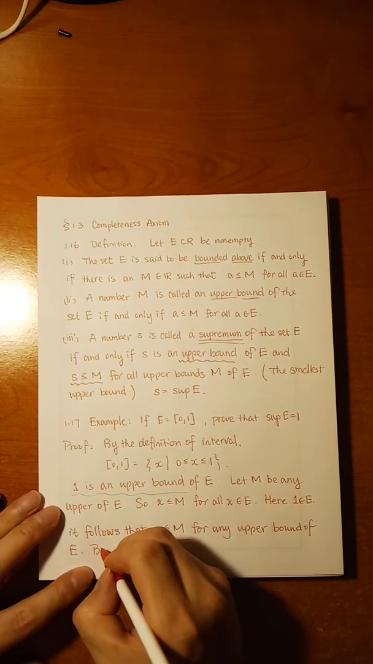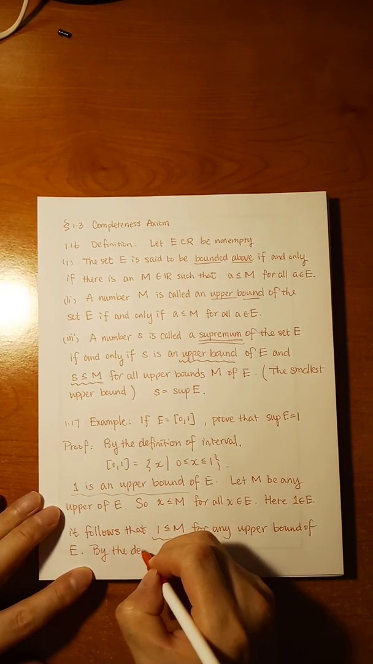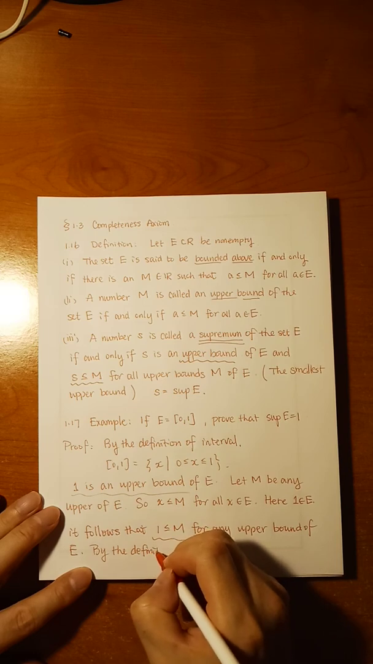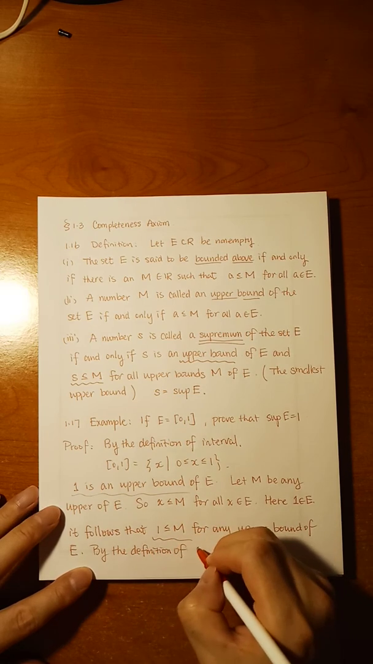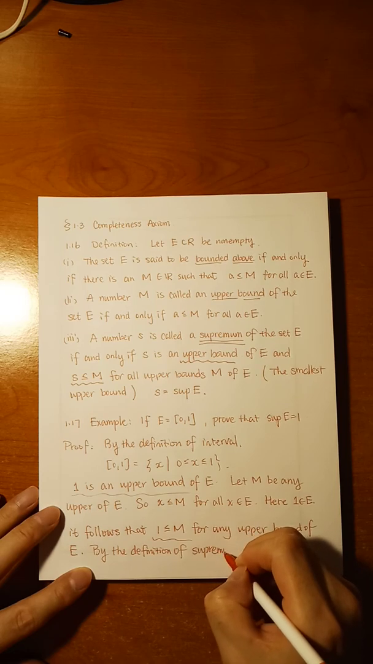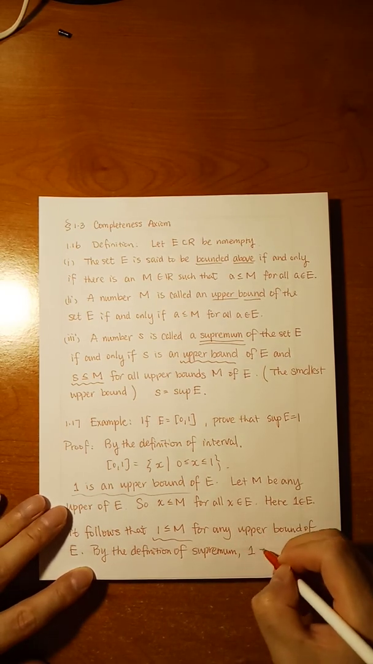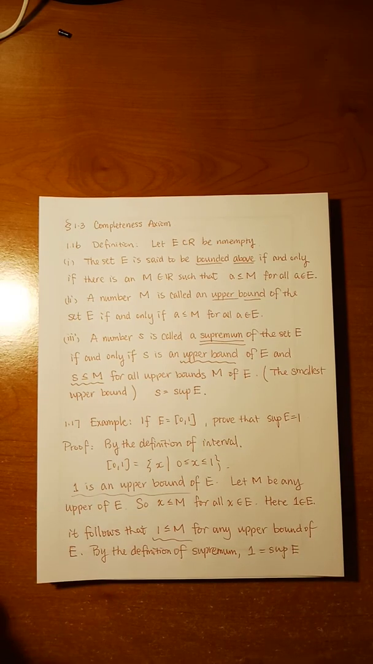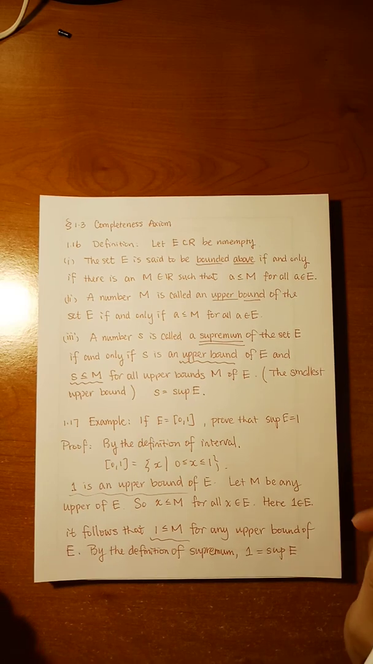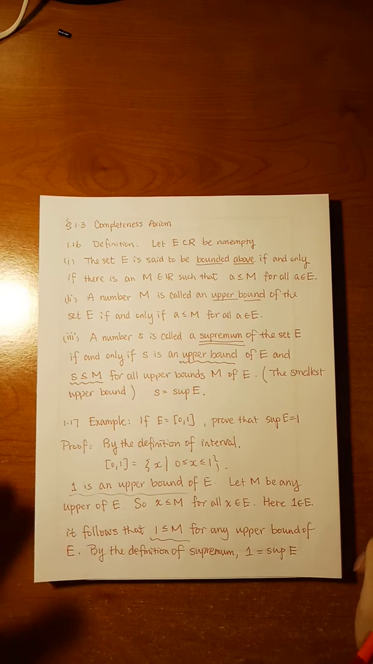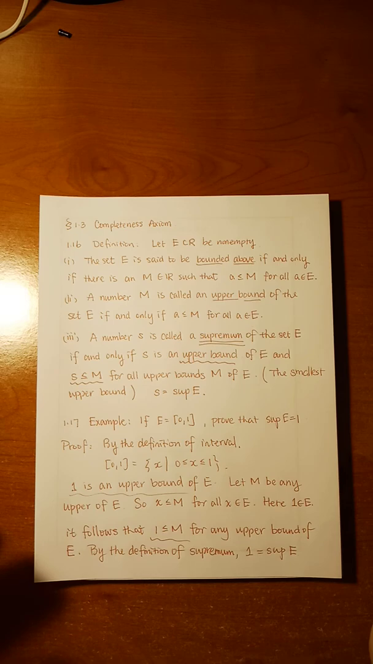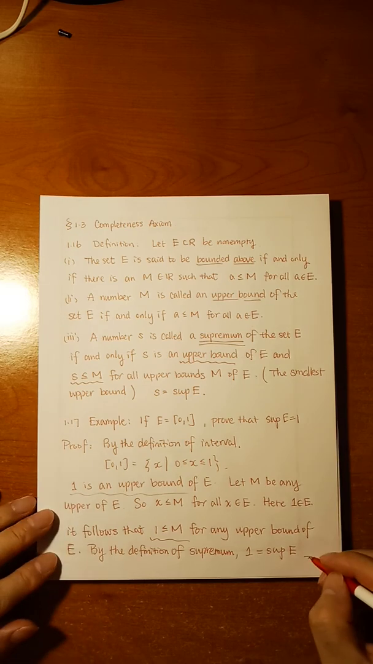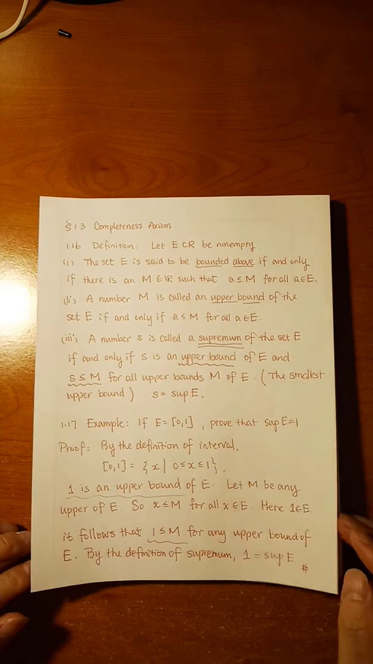So by the definition of a supremum, 1 is the supremum of E. Right? So whenever you want to show it is a supremum, you have to prove two results. One, it is an upper bound. Second, it's the smallest upper bound, the least upper bound. This is the example. All right?